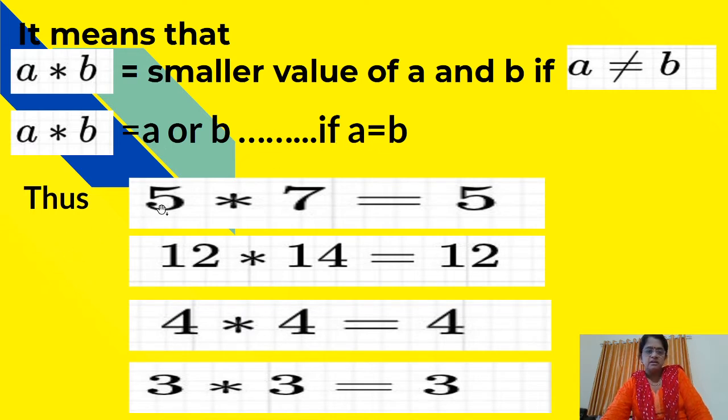It means that 5 star 7 will be equal to 5 because 5 is the smaller value in between 5 and 7. 12 star 14 is equal to 12 because 12 is the smaller value in between 12 and 14. 4 star 4 is equal to 4 because here A and B both are equal, and therefore the value will be either A or B, which are equal, and therefore it is equal to 4. 3 star 3 will be equal to 3 because here A is equal to B.